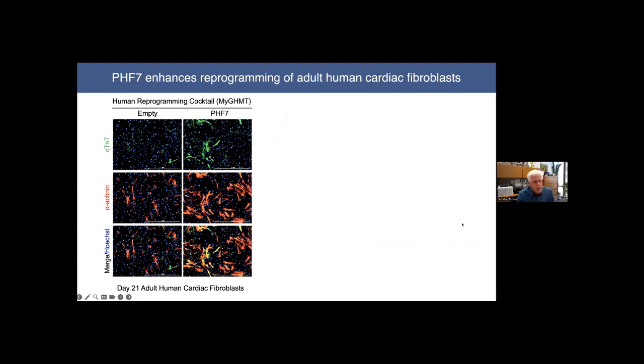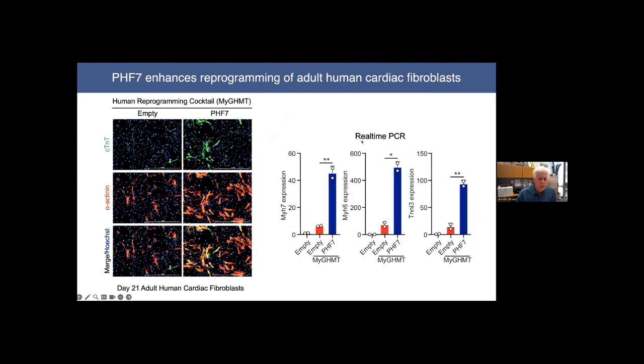So PHF7 also dramatically enhances adult human cardiac fibroblasts. You can see that here with alpha-actinin as a marker. And here you can see the effects of PHF7 on top of one of the previously optimized cocktails. In humans, the cocktail is a little different than in mice.